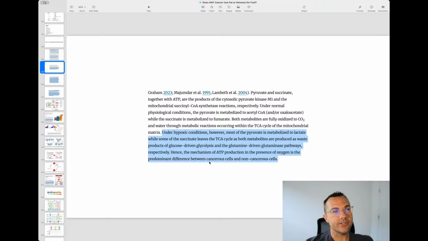When oxygen is present, normal cells will always prioritize the use of OXPHOS because it's a much more efficient process, and the cell remains in control of important things like programmed cell death and gene expression. When you lose control of that, it can grow out of control, and you end up with these toxic waste products, the succinic acid when it's in excess, or the lactic acid when it's in excess.